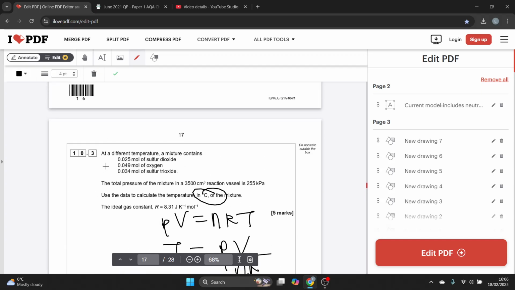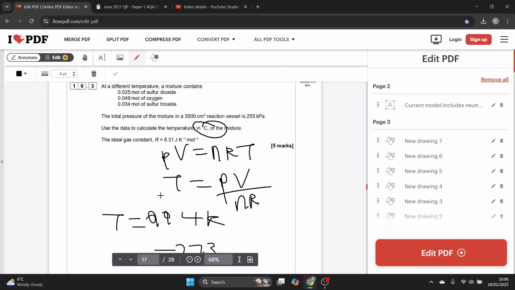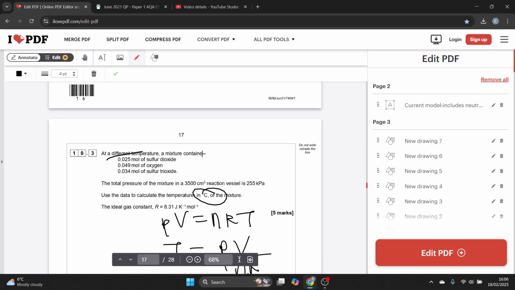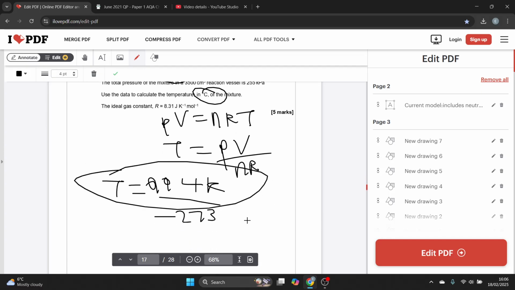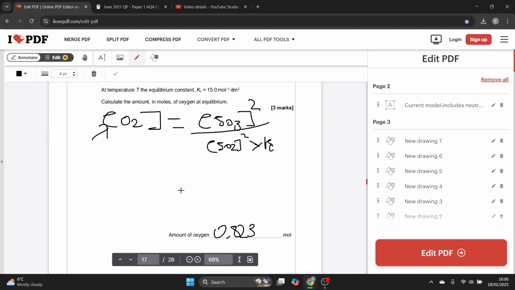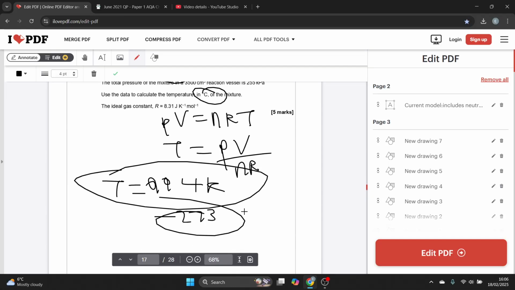Ideal gas equation and equilibrium constant Kc. So find out the total number of moles, use PV equals nRT, n is PV divided by RT, substitute the values in, get the temperature in Kelvin, subtract 273 to get the temperature in degrees Celsius. And that is the end of section A.